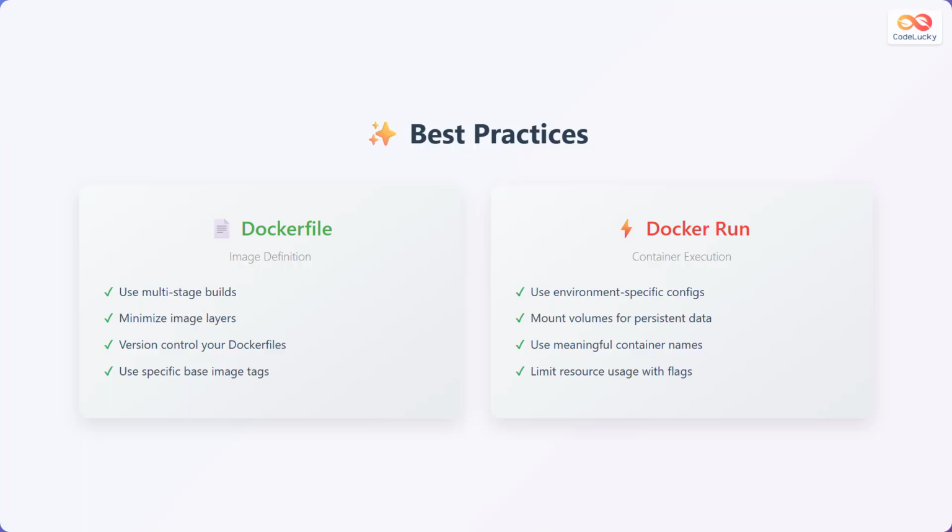Let's compare some best practices for Dockerfile and Docker Run. When using Dockerfile, use multi-stage builds, minimize image layers, use version control for your Dockerfiles, and use specific base image tags. When using Docker Run, use environment-specific configurations, mount volumes for persistent data, use meaningful container names, and limit resource usage with flags.